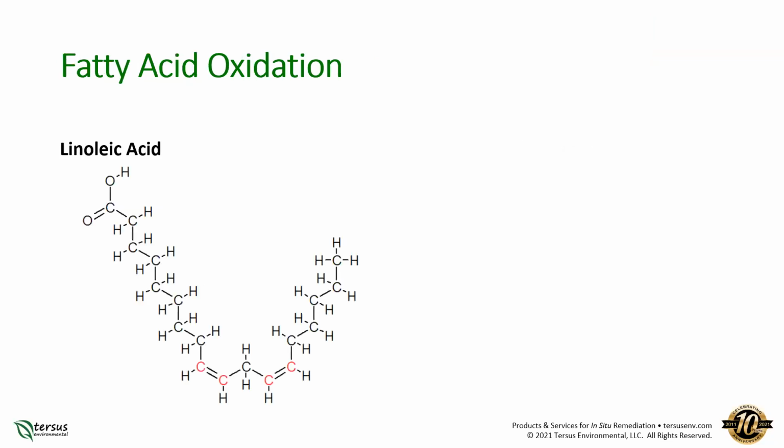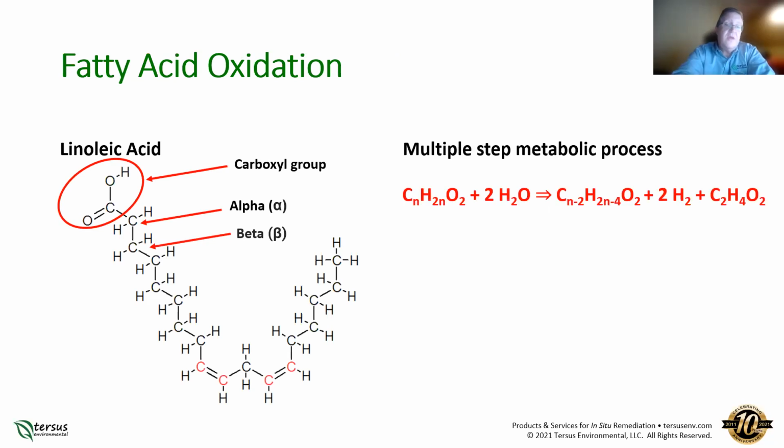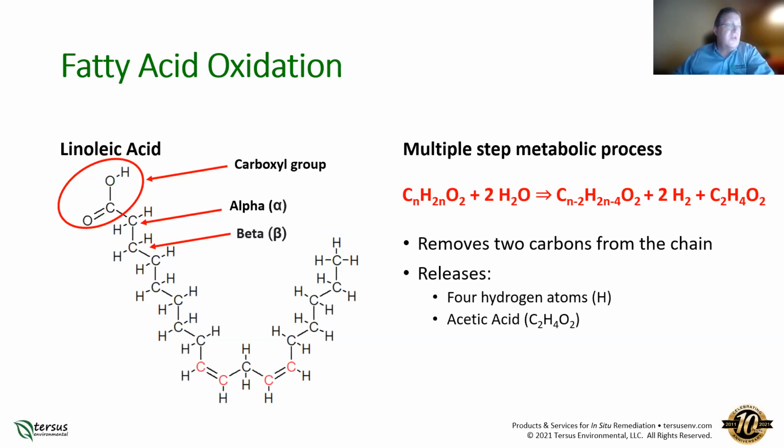The second phase is fatty acid oxidation. Here we have the head, which is the carboxylic group. The first hydrocarbon in the chain is the alpha, and the second is the beta. Fatty acid oxidation is a multi-step process where we remove 2 hydrocarbons from the chain, and it releases 4 atoms of hydrogen and a mole of acetic acid.